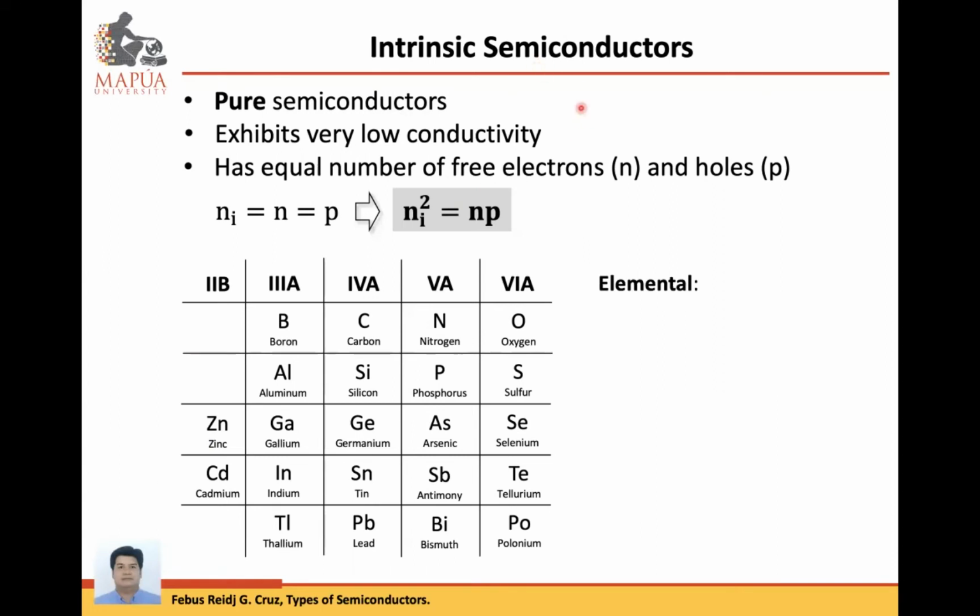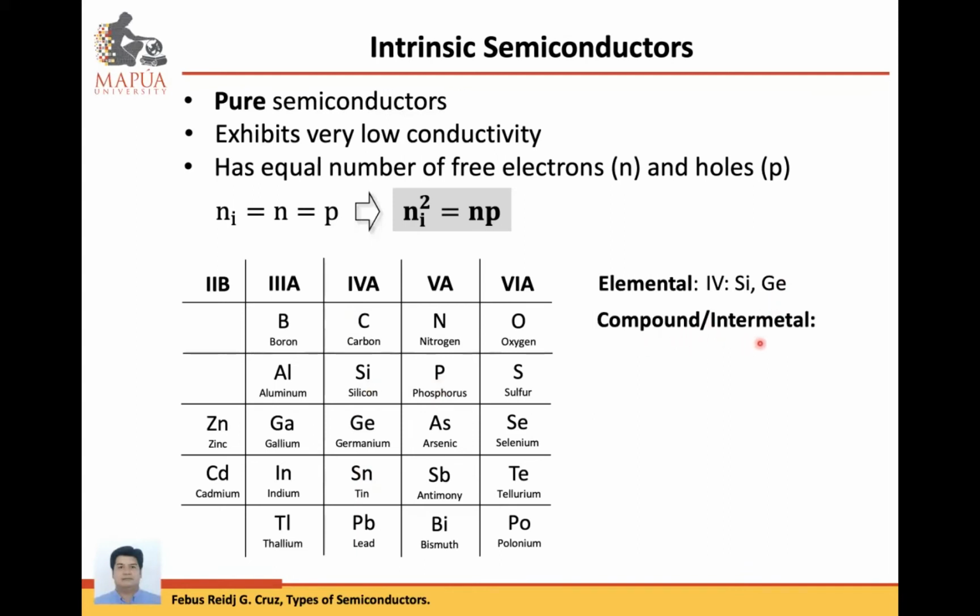Now, for examples of elemental intrinsic semiconductors, these are the elements under group 4. So technically, all of the elements are semiconductors since they all have 4 valence electrons. But the practical semiconductors are silicon and germanium. Carbon, having very small atomic size, is more of an insulator. While tin and lead, though technically are semiconductors, because of large atomic sizes, they behave more like conductors. So again, practical examples are silicon and germanium.